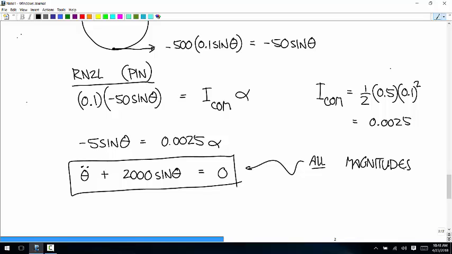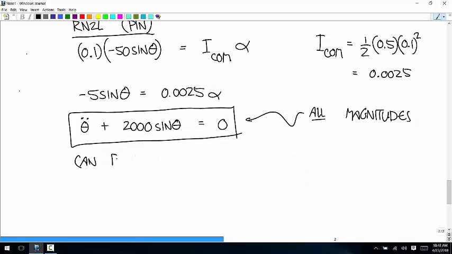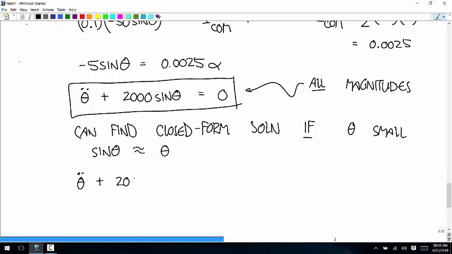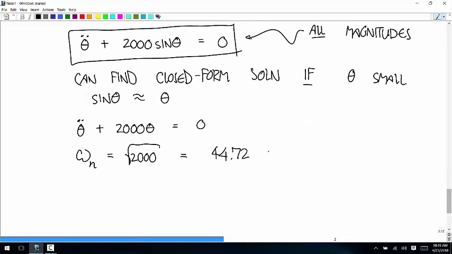Yes, so we can find a closed form solution if theta is always small, because then sine of theta is always about equal to theta, if we're talking about radians. And so we get theta double dot plus 2,000 theta is equal to 0. And so the natural frequency is equal to square root of 2,000. What's that? 44.72. That's 1 over seconds.